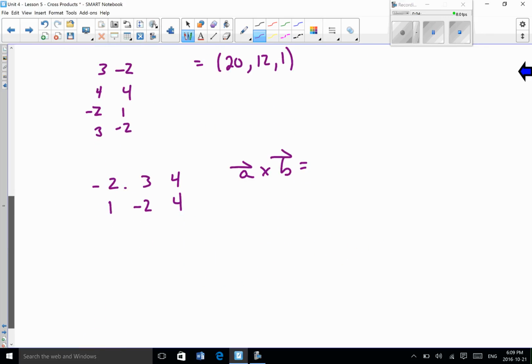Okay, so in our case, what would that look like? It would be, if you cover up the x's, you get 12 minus negative 8. Cover up the y's, cover up the middle two, we're going to get 8 minus 4. Now there's one trick here.